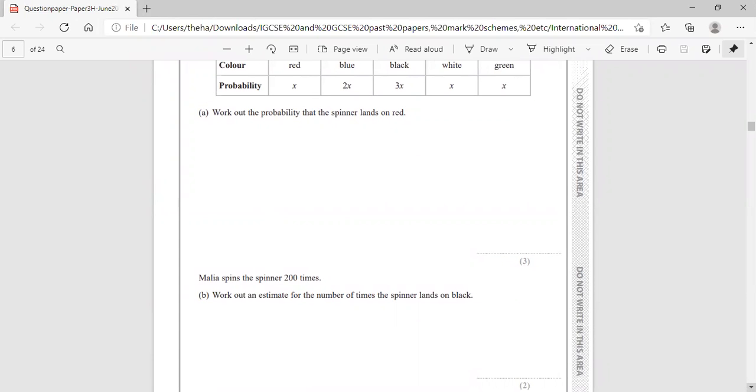Malia spins the spinner 200 times. Work out an estimate for the number of times the spinner lands on black. So this is 2 marks. So we know that x equals 1/8. Black is 3x, so let's just write 3x equals 3/8. Then to find out the number of times, we need to do 3/8 times 200, which gives us an answer of 75 times. That's the answer for this question.